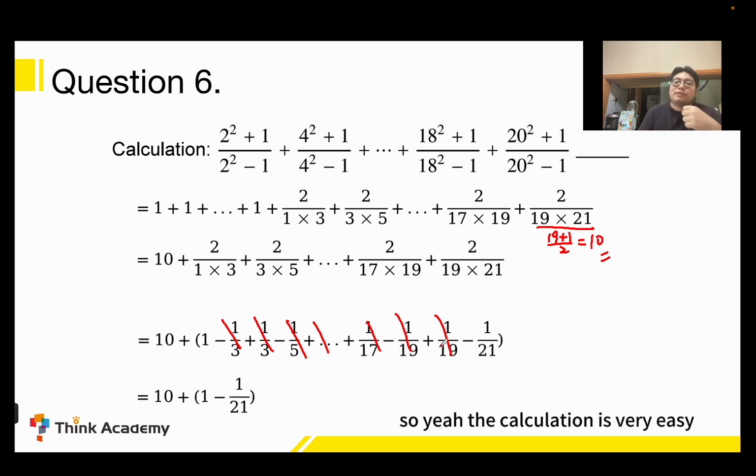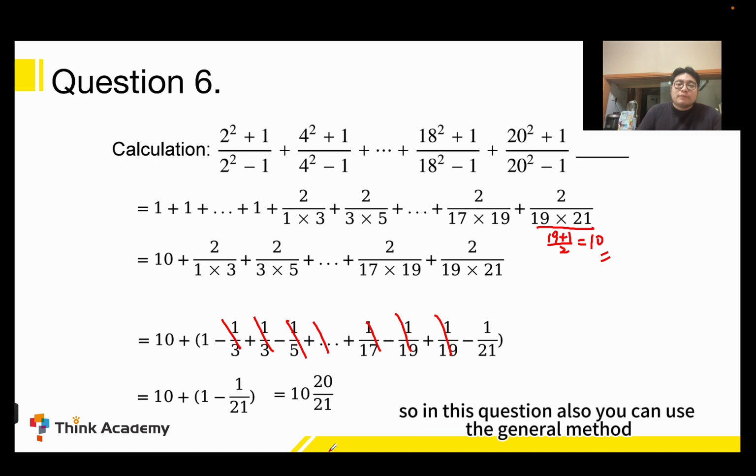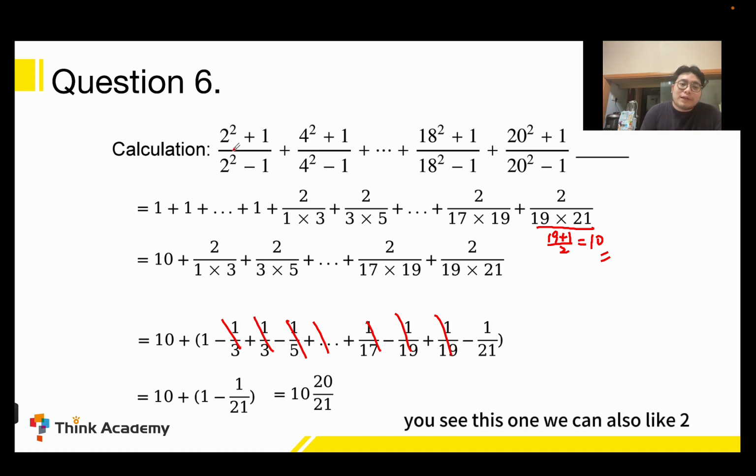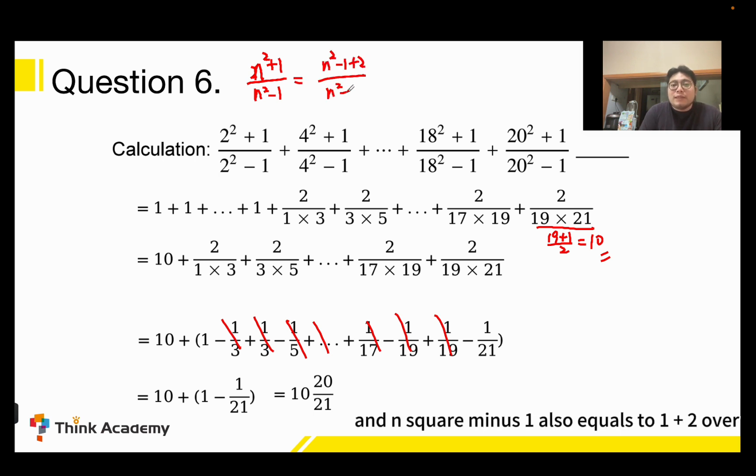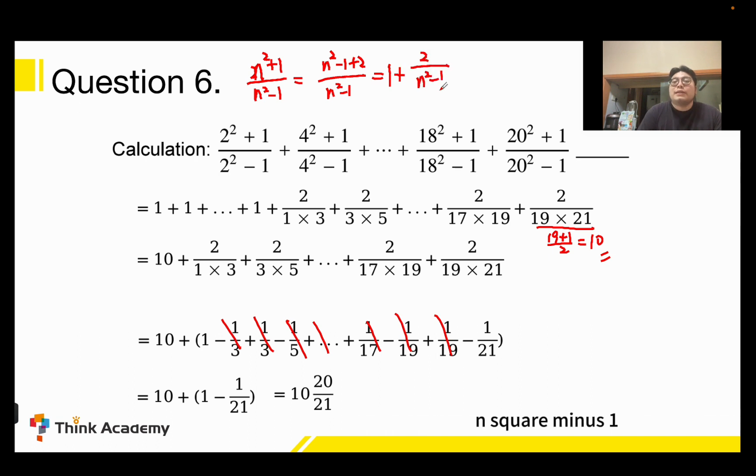So the calculation is very easy. The final answer is 10 and 20 over 21. So in this question, you can also use the general method. You see, this one we can use n to represent n squared plus 1 over n squared minus 1, and n squared minus 1 plus 2 over n squared minus 1 also equals 1 plus 2 over n squared minus 1.